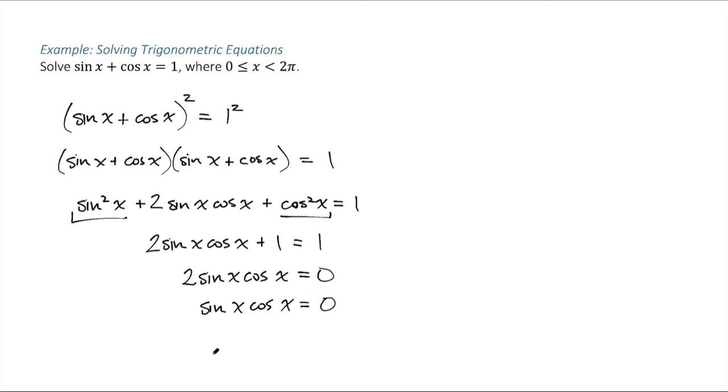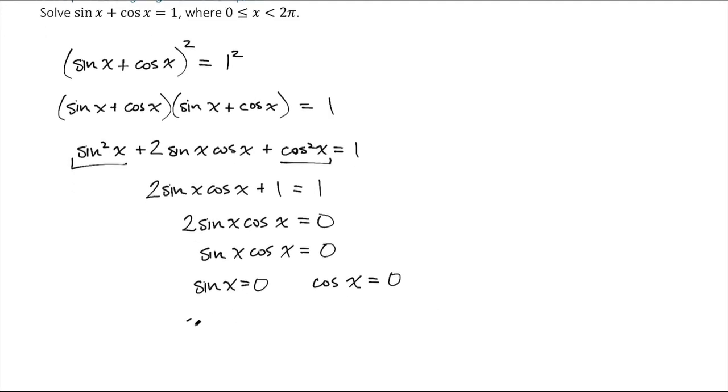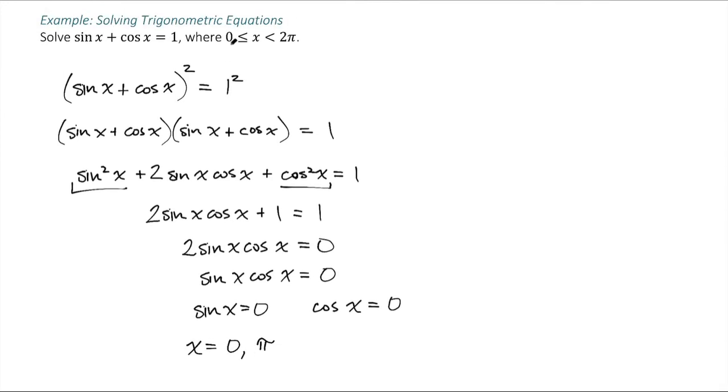So really, we are just looking for when the sine of x is equal to 0 or when the cosine of x is equal to 0. Well, we know that the sine of x is equal to 0 at 0 and at pi. Those are the only places in this given range. And then cosine of x is 0 when x is pi over 2 or 3 pi over 2. All right, so I have 4 different solutions here.